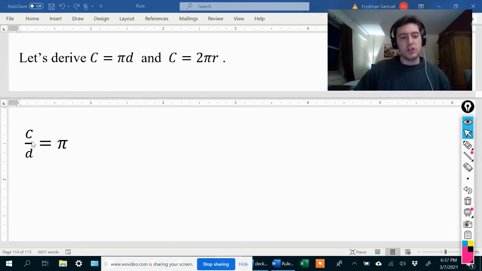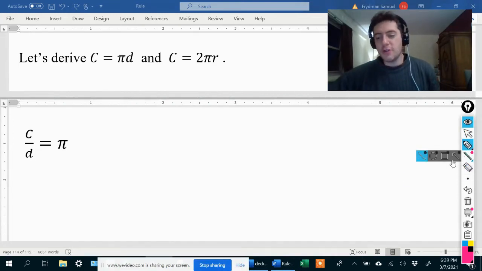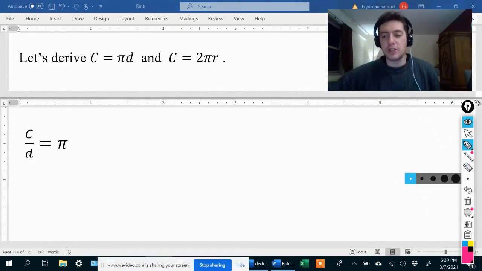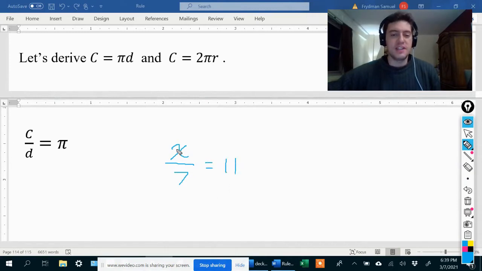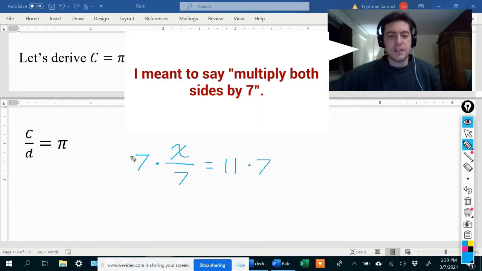Now, what if I wanted to just get the c by itself in this equation? What would I do? Well, just like any other equation, I would use inverse operations. For example, if I had an equation x over 7 equals 11, and I wanted to get the x by itself, I would get rid of the 7 by multiplying, because this is division and the inverse of division is multiplication. So I would multiply both sides by 7, and the 7s would cancel out over here, and I would get x equals 11 times 7, which is 77.